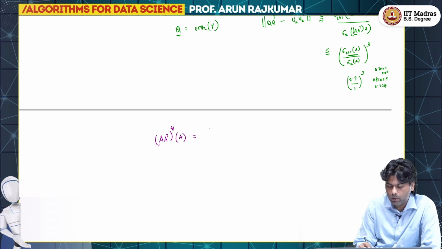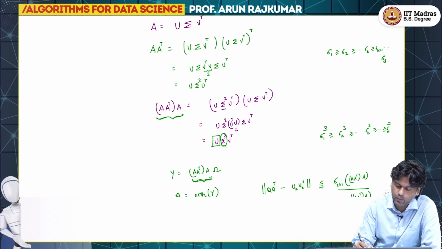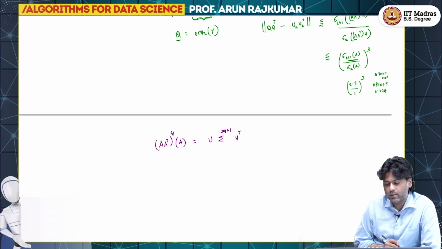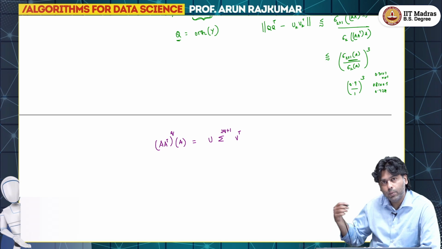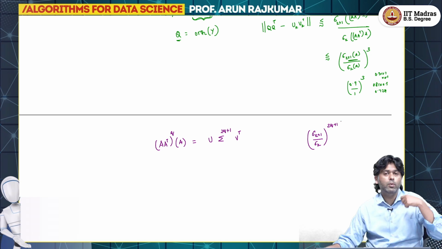By the same argument, what we would end up getting is U sigma to the power 2q plus 1 times V transpose. Why is it 2q plus 1? Because this sigma squared, if I raise it to the power q, will become 2q, and then there is 1 sigma that comes from A itself. So our approximation is going to become sigma k plus 1 by sigma k to the power 2q plus 1, and that is going to be much better.